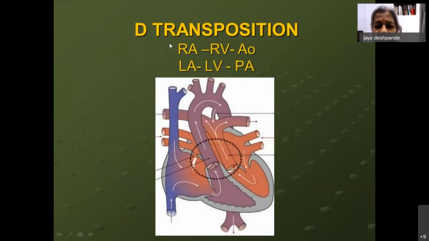So what is transposition of great vessels? Here you have the right atrium leading to the right ventricle. The right ventricle leads to the aorta instead of the pulmonary artery, as you would see in a normal heart. The left atrium leads to the left ventricle, which then leads to the pulmonary artery. So there is abnormality in the ventriculo-arterial connection, and this forms the basis of transposition.